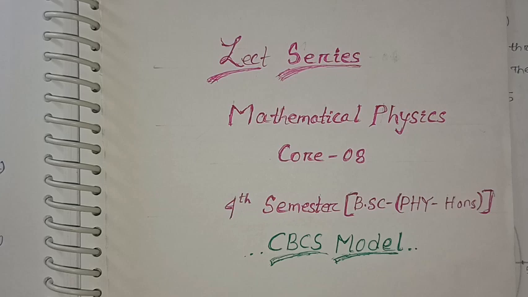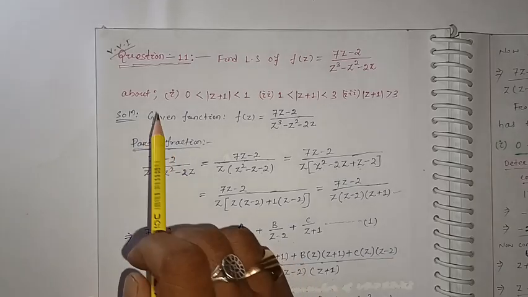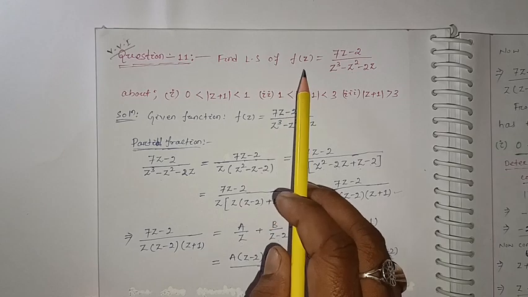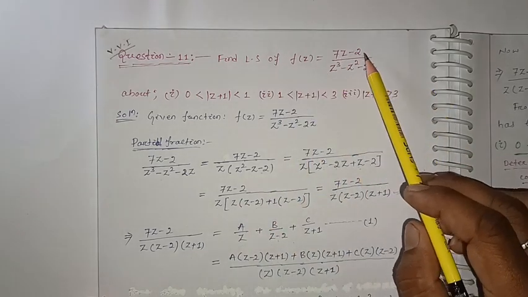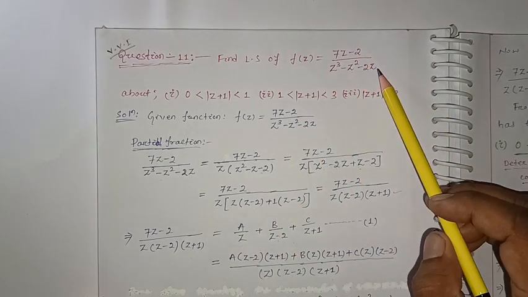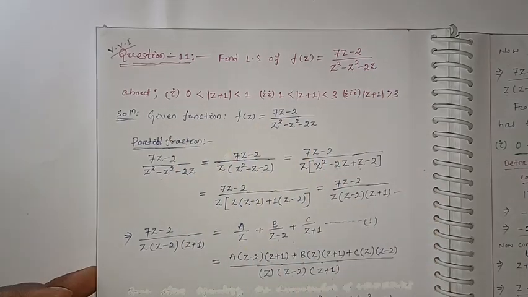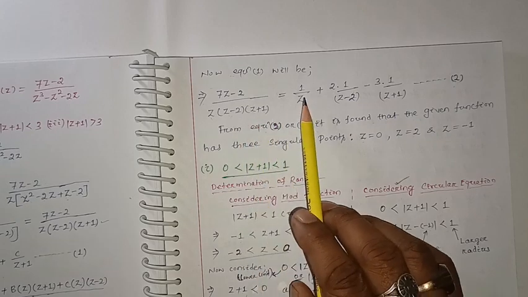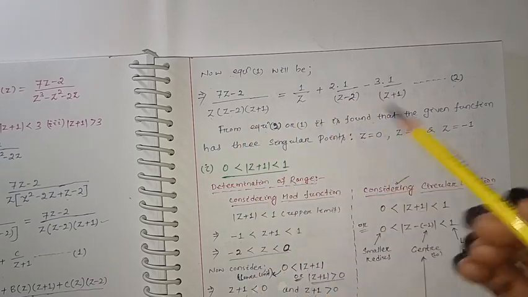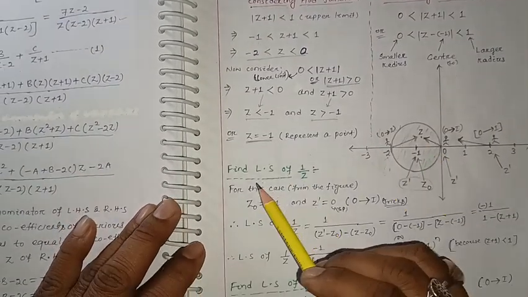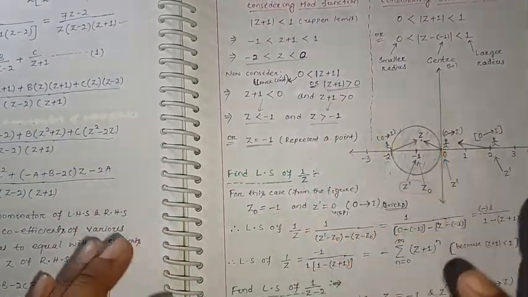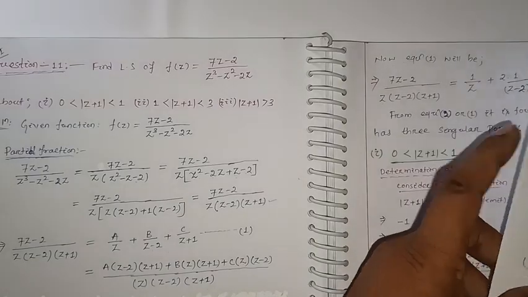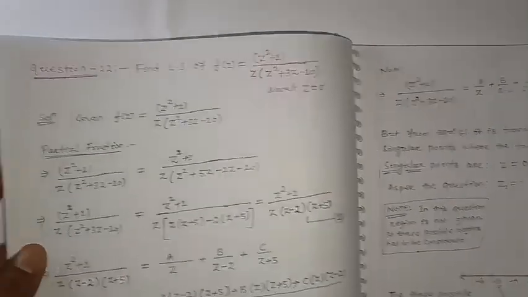In our last class, we discussed question number 11: find the Laurent series of f(z) = (7z - 2)/(z^3 - z^2 - 2z) in three different regions. In detail, we discussed three different regions for three different functions. After partial fractions, we found three functions and separately evaluated the Laurent series in different regions. I told you that in this class we are going to discuss this question.